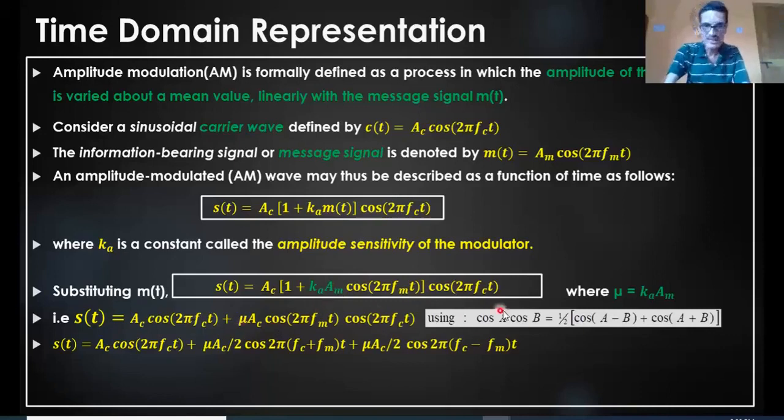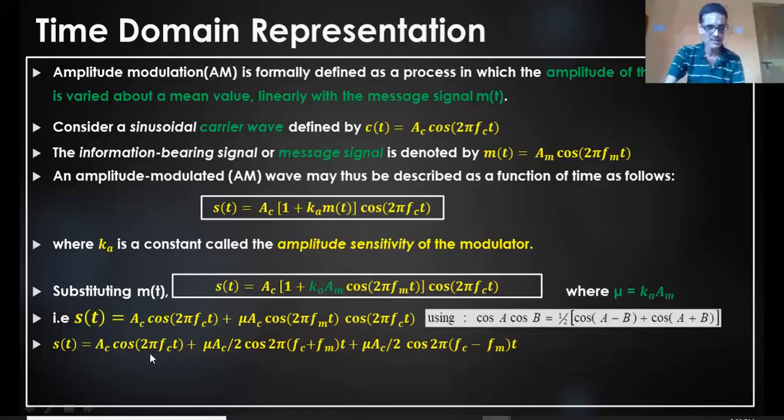Now I will use a standard trigonometric relationship, cos A cos B, which is given by half of cos of A minus B plus cos of A plus B. I will apply it over here. I get the first term as it is. By applying the trigonometric rule, I get mu Ac by 2 cos of 2 pi fc plus fm t, taking this as A and this as B in the standard equation, plus mu Ac by 2 cos of 2 pi fc minus fm t. So the standard equation is represented in another way like this.